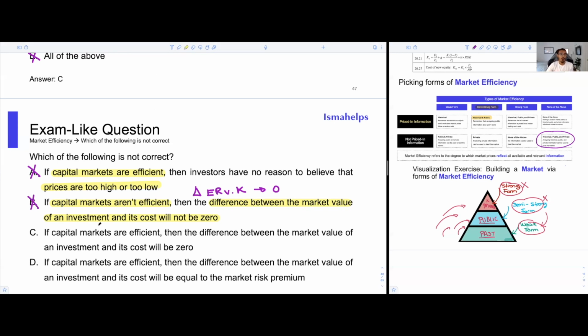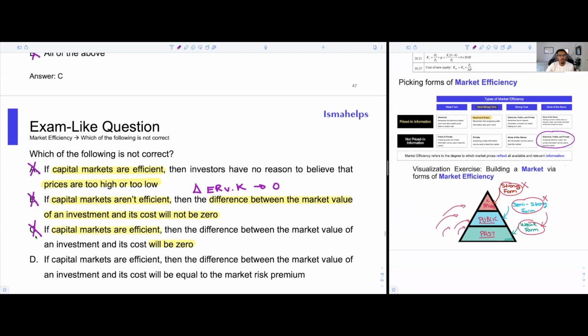If capital markets are efficient, then the difference between the market value of an investment and its cost, essentially between the expected return and K, will be zero. Well, that's also true. That also holds. So for that reason, C is not what we want. And obviously, if these three are wrong, if you're taking an exam, you're going to go for the one that's left. But let's work through it.